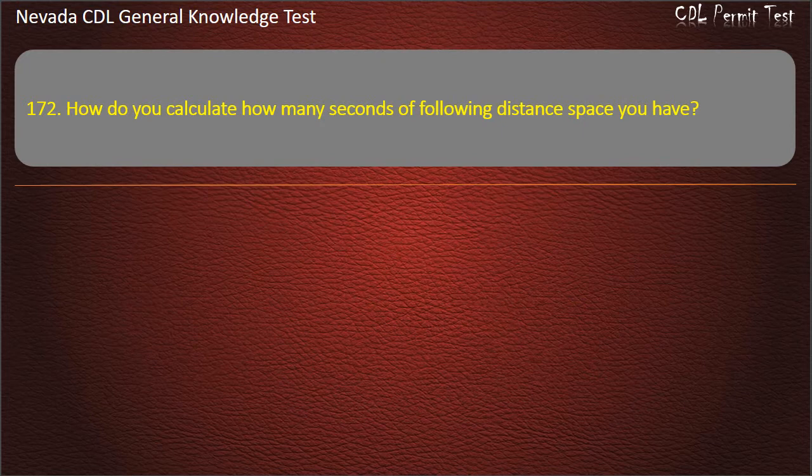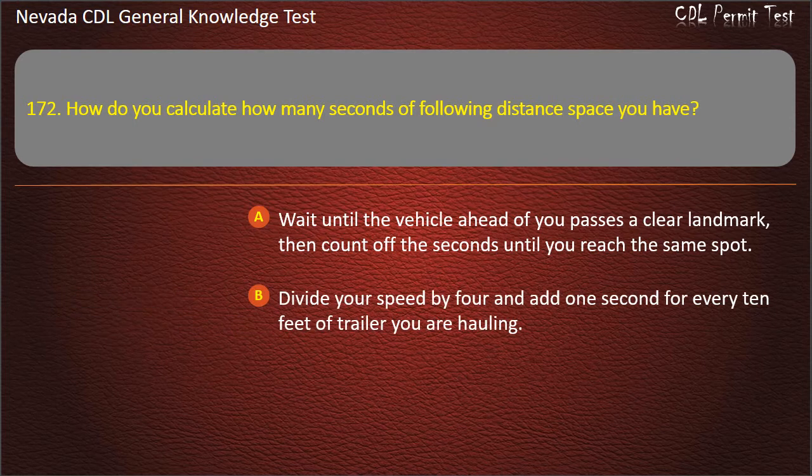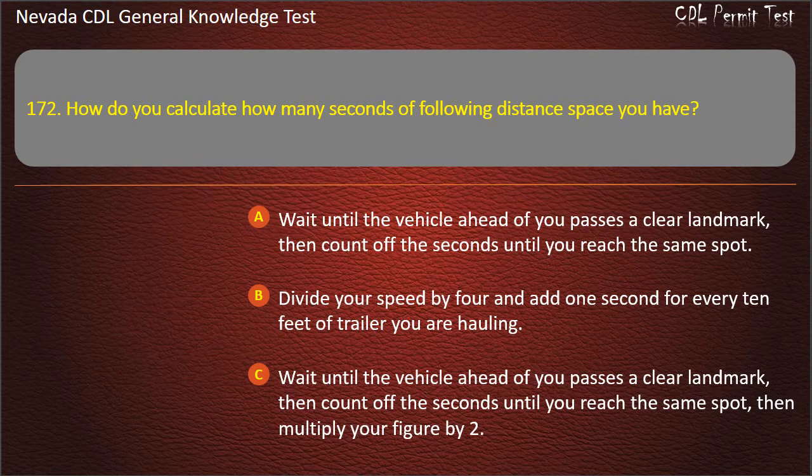Question 172. How do you calculate how many seconds of following distance space you have? Wait until the vehicle ahead of you passes a clear landmark, then count off the seconds until you reach the same spot. Divide your speed by 4 and add 1 second for every 10 feet of trailer you are hauling. Wait until the vehicle ahead of you passes a clear landmark, then count off the seconds until you reach the same spot, then multiply your figure by 2. Answer. Wait until the vehicle ahead of you passes a clear landmark, then count off the seconds until you reach the same spot.